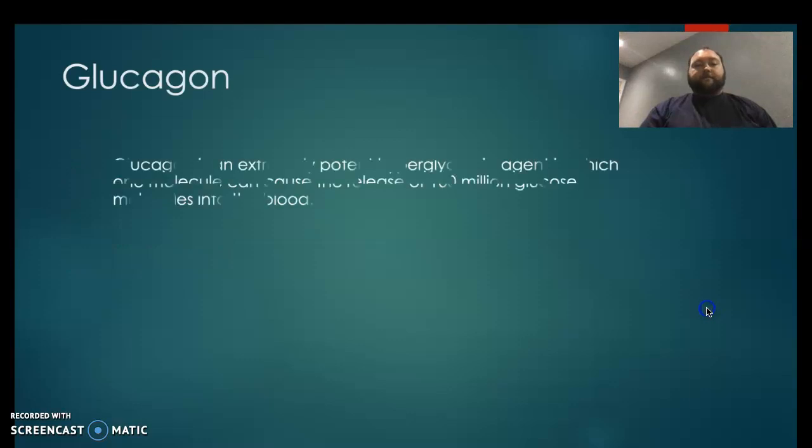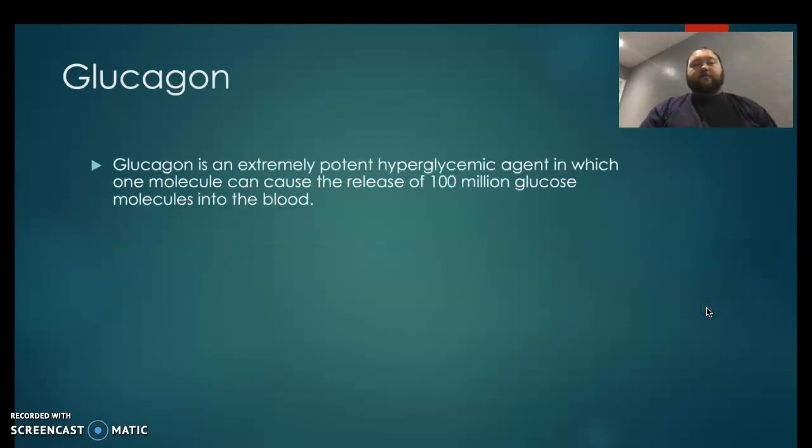Glucagon. Glucagon is an extremely potent hyperglycemic agent in which one molecule can cause the release of 100 million glucose molecules into the bloodstream.